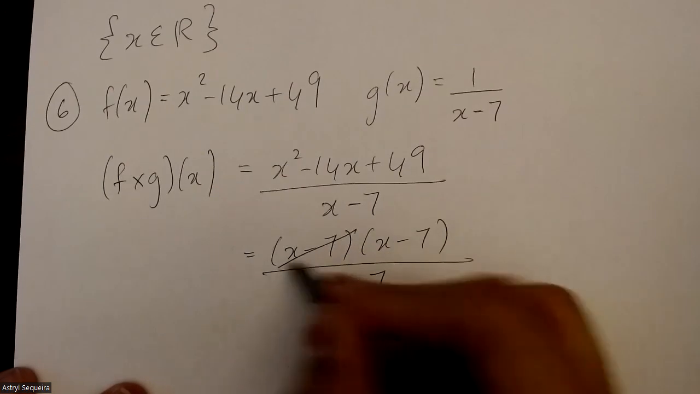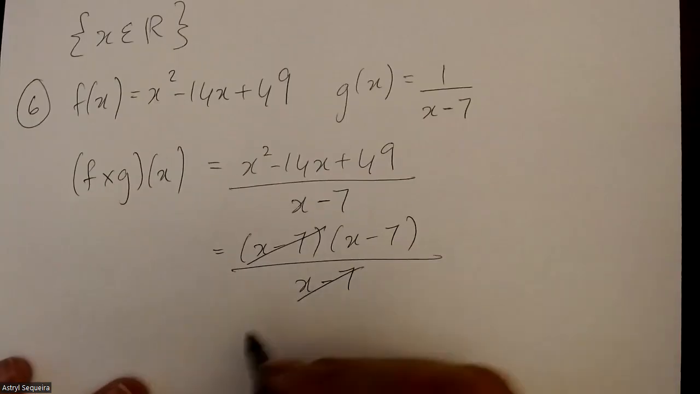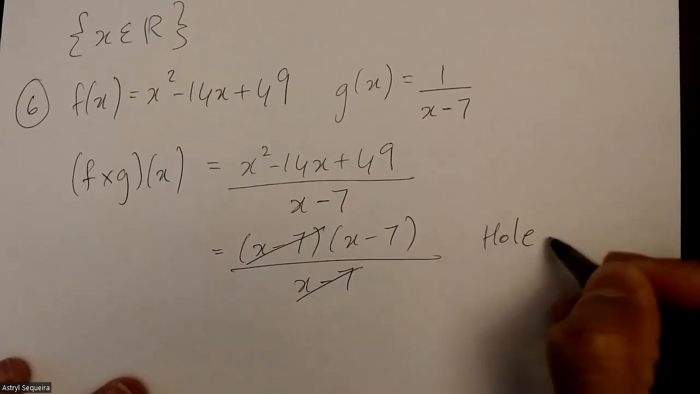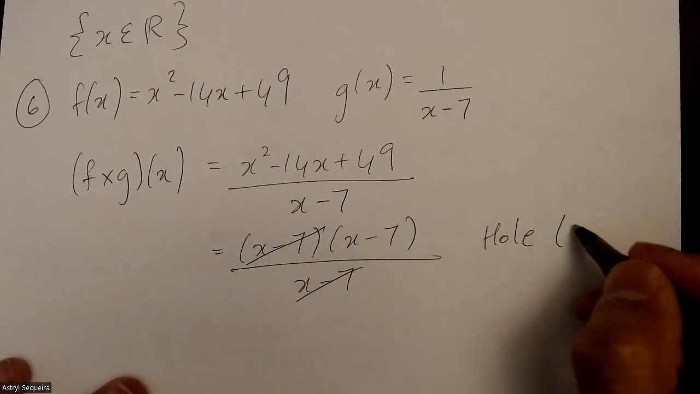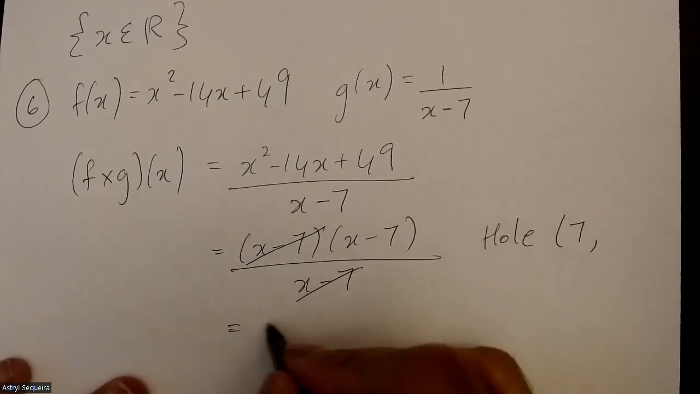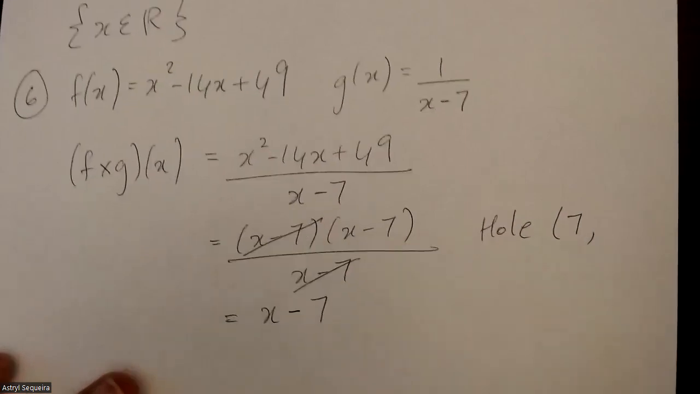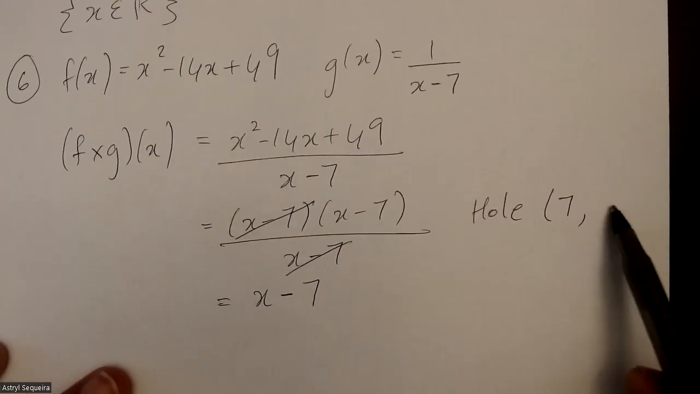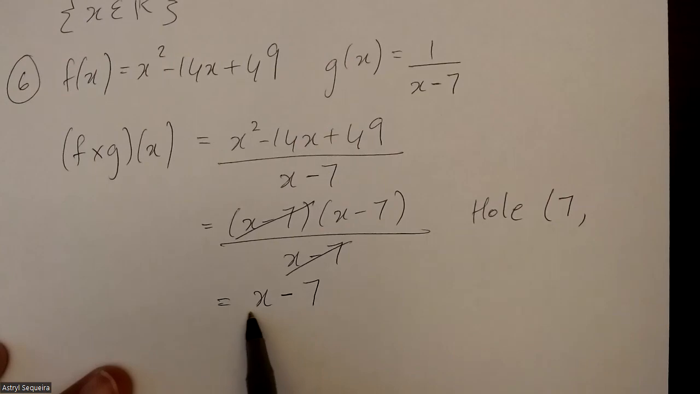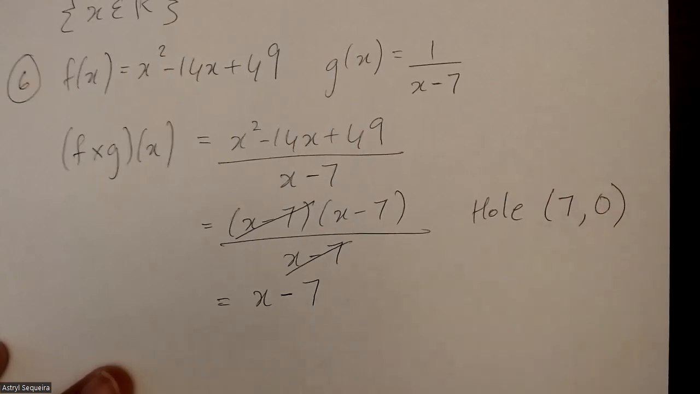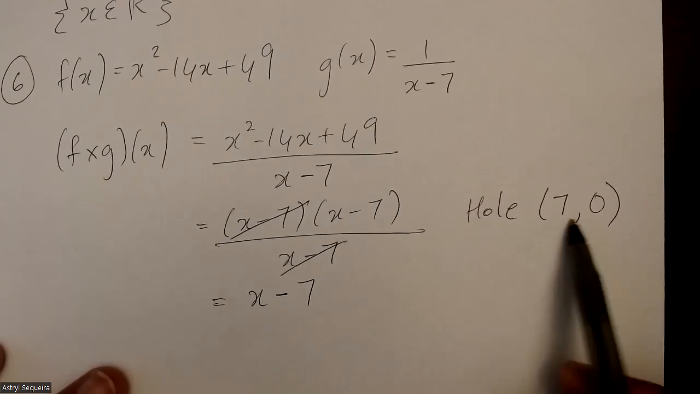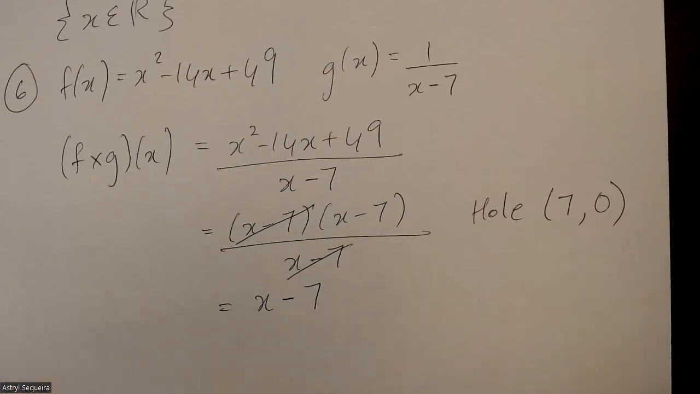So I can cancel these, and when I cancel, it's going to create a hole, and the x value of the hole is going to be 7. The rest of my function is just x minus 7. To find the y value of the hole, I just have to sub in the x value into the simplified equation. So 7 minus 7 is just 0. So I have a hole at 7 and 0.